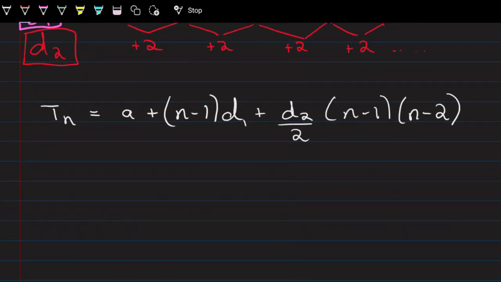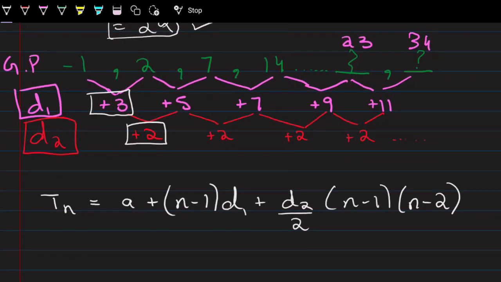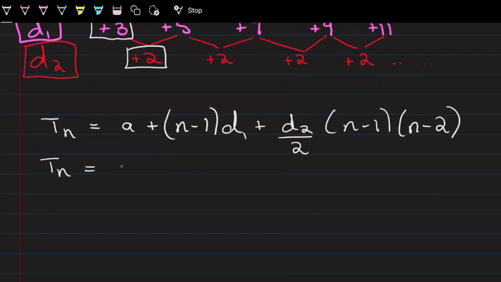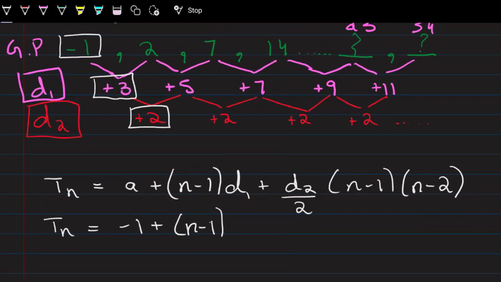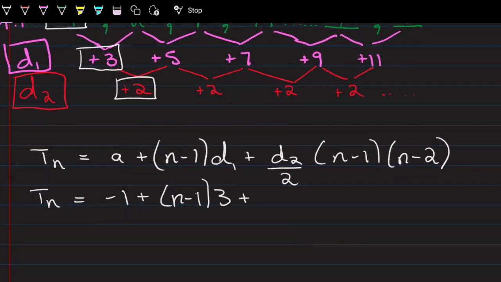And so what we can see is we can circle this term and this term because this is going to be handy later on. In fact, we can also circle this term because this is also going to be handy. So term Tn is equal to a, where a is -1. So -1 plus (n minus 1) into d1, which is positive 3, plus d2, which is 2 again, 2 over 2 into (n minus 1) into (n minus 2).